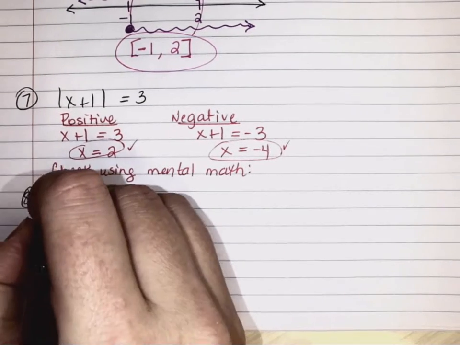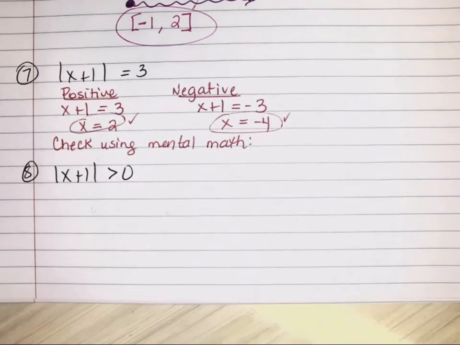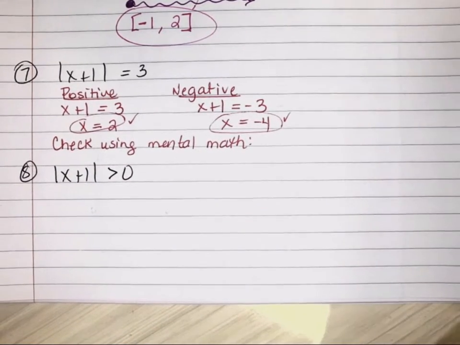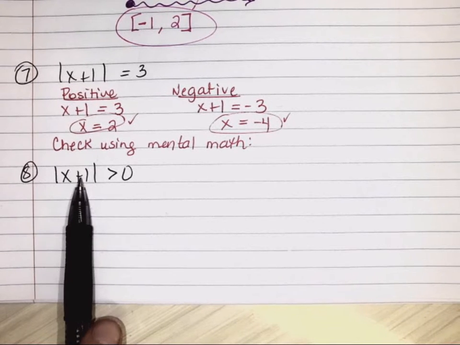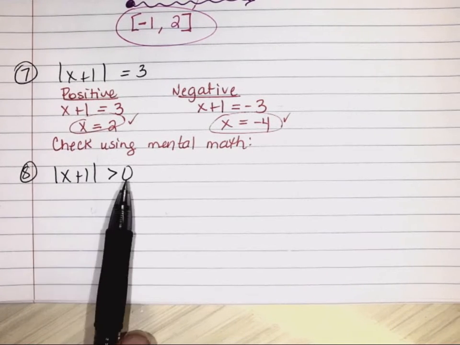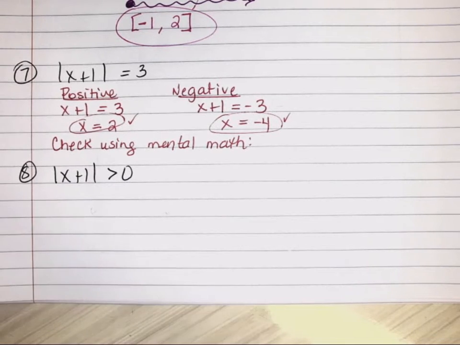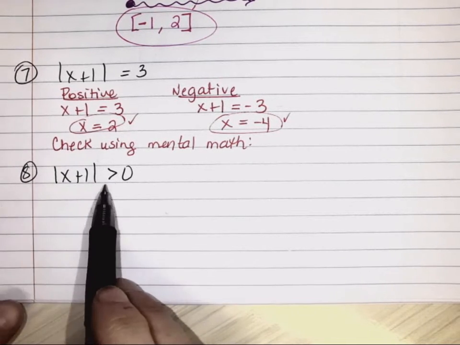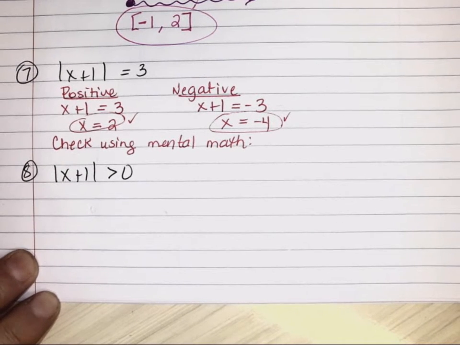Number 8, we've got the absolute value of x plus 1 is greater than 0. And if you think about that one, it is really close to being all real numbers, because we know that when we take the absolute value of any number, it's got to be positive, so it's going to be greater than 0. But what keeps it from being all real numbers is it doesn't say it's greater than or equal to 0. But it's really close, and you're going to see that.